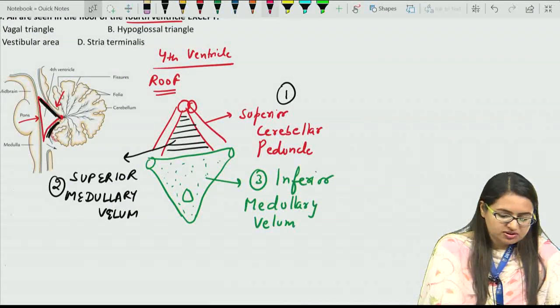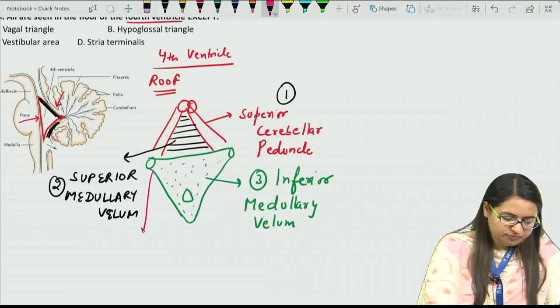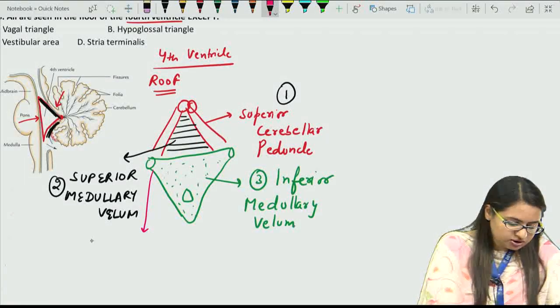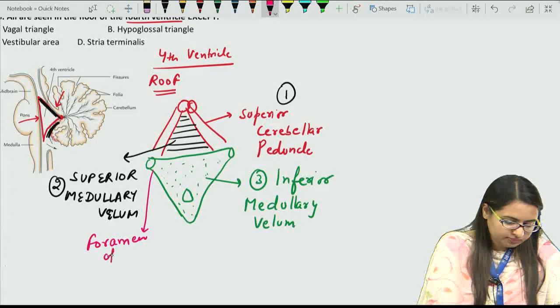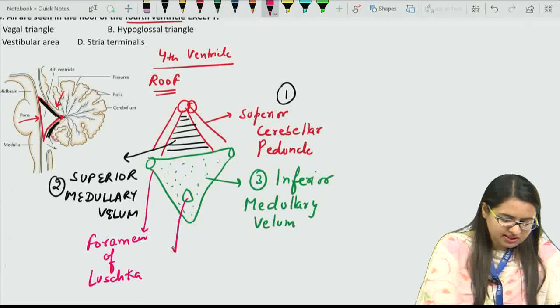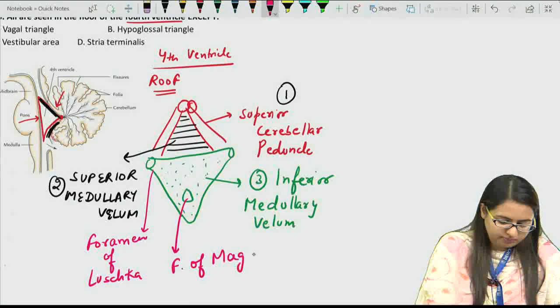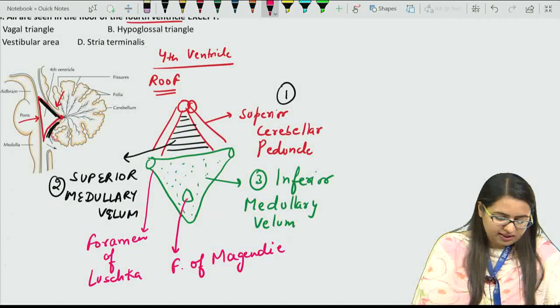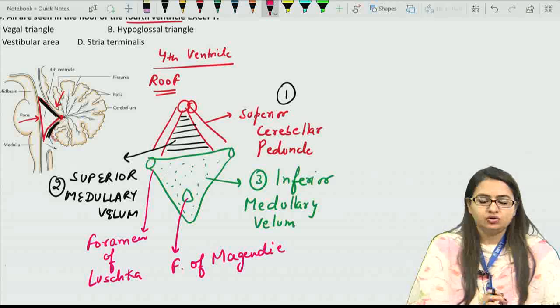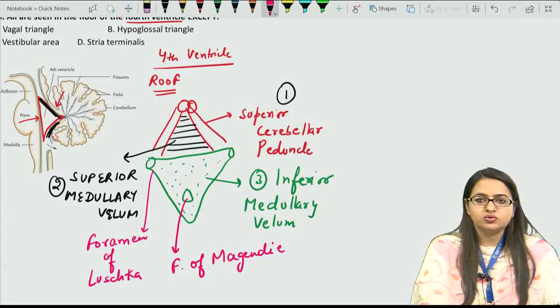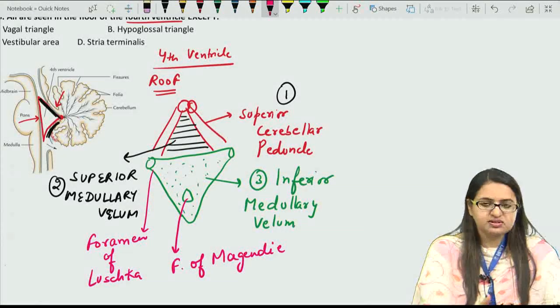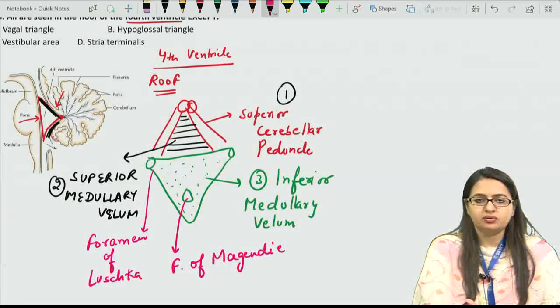On the lateral aspects, it is having openings which are the lateral aperture, also known as the foramen of Luschka. And towards this median side, it is having one single foramen, which is the median aperture or the foramen of Magendie. And these are the foramens in the roof through which whatever CSF is coming towards the fourth ventricle, it will pass through these three apertures and will reach the subarachnoid space.